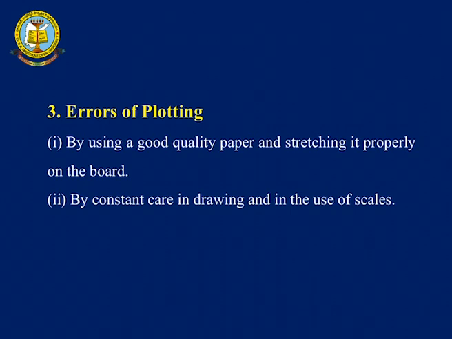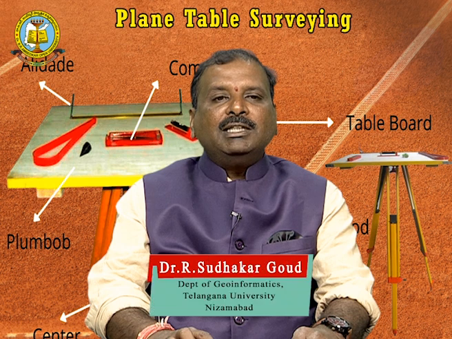Errors of plotting can be reduced by using good quality paper and stretching it properly on the board, and by constant care in drawing and in the use of the scales. So these are the errors, and this is all about plane table surveying. Dear students, you have to do this in the field, where plotting and field survey are done simultaneously. This is very useful for small surveys which do not require high precision. Thank you very much.